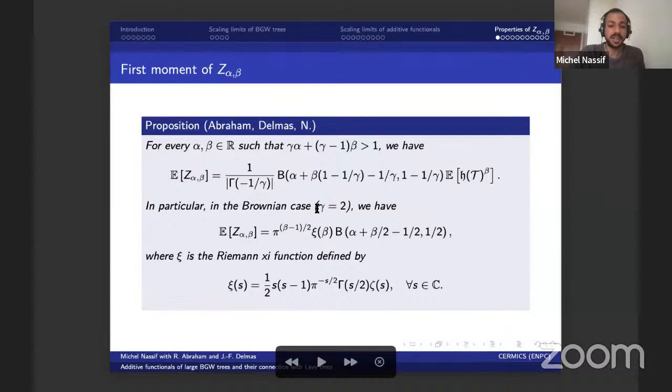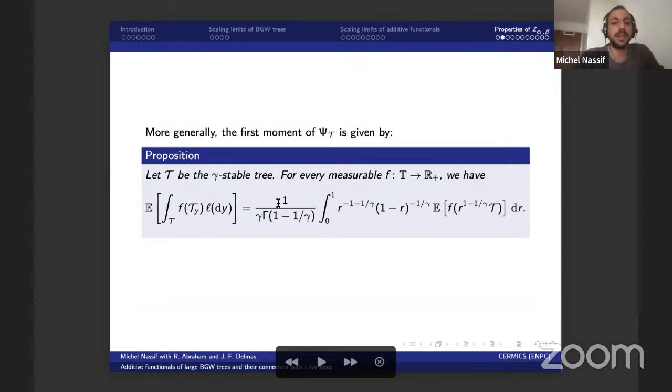And specifically in the Brownian case, we have the Brownian tree right here, and its height corresponds to the maximum of the Brownian excursion. And this is a well-known distribution, and in particular, its moments are explicit. And in this case, we have this formula right here. And more generally, we can compute the intensity measure of psi for the stable tree. It's given by this formula.